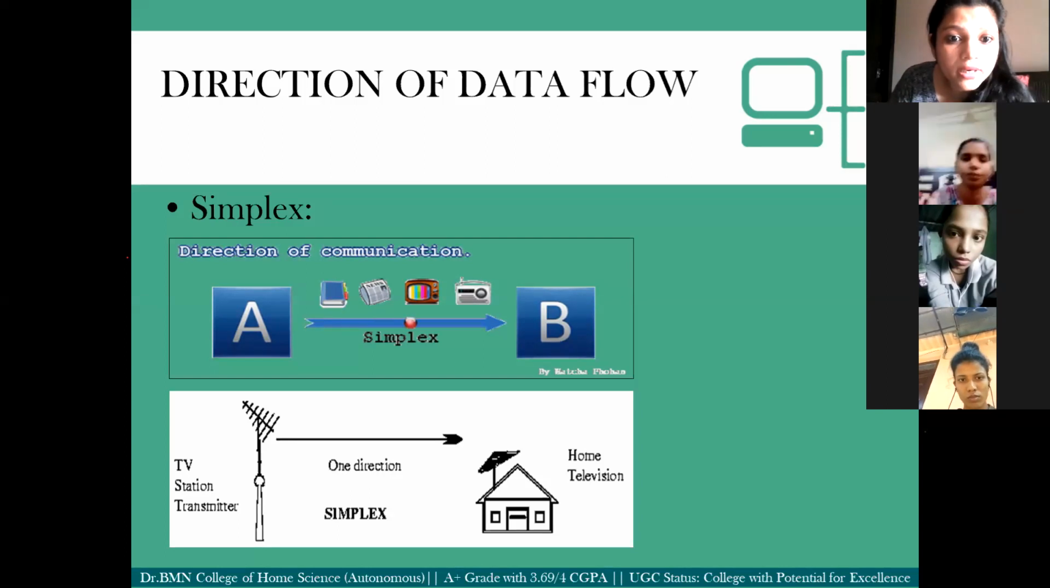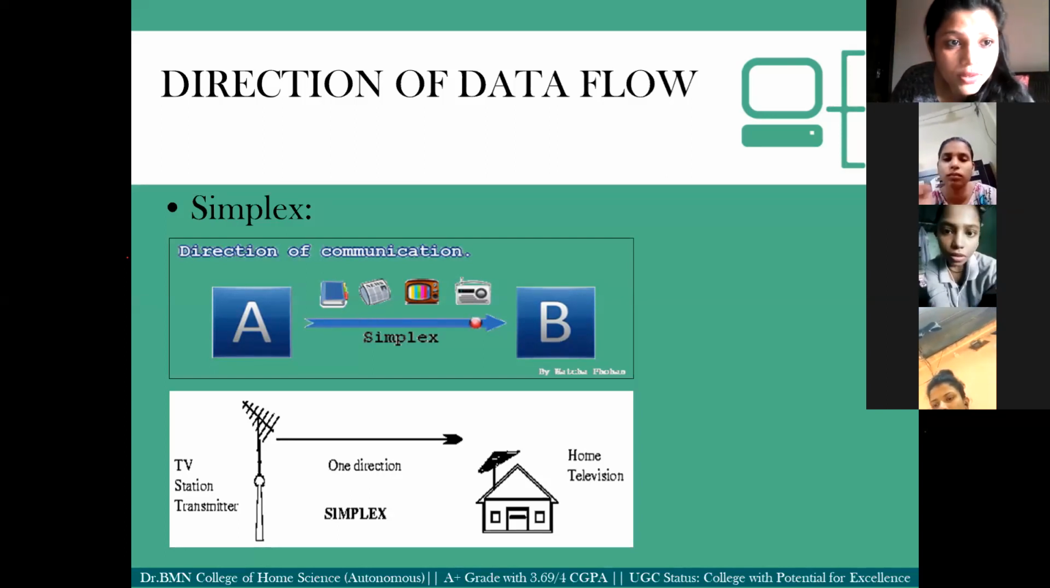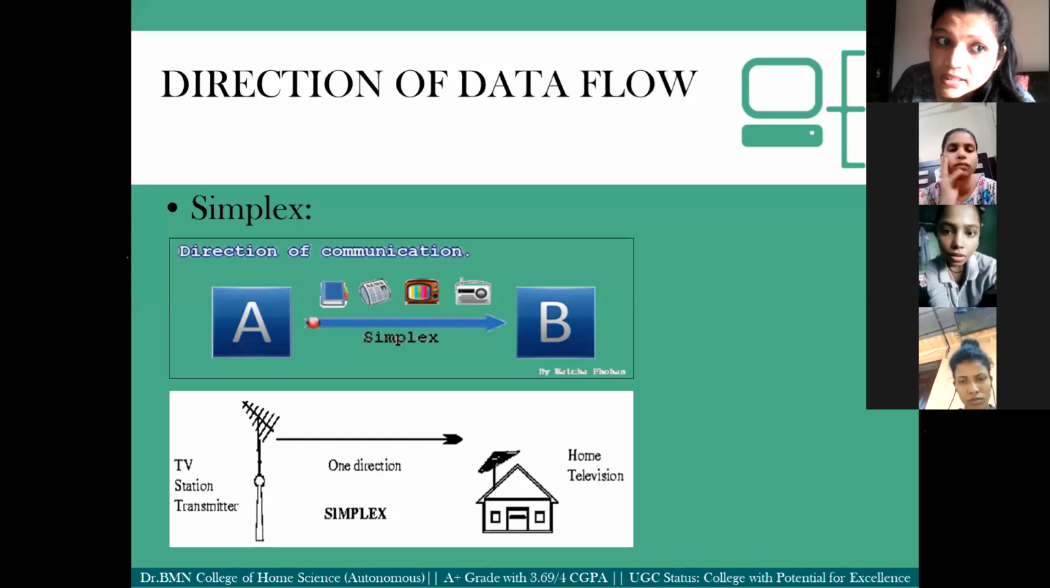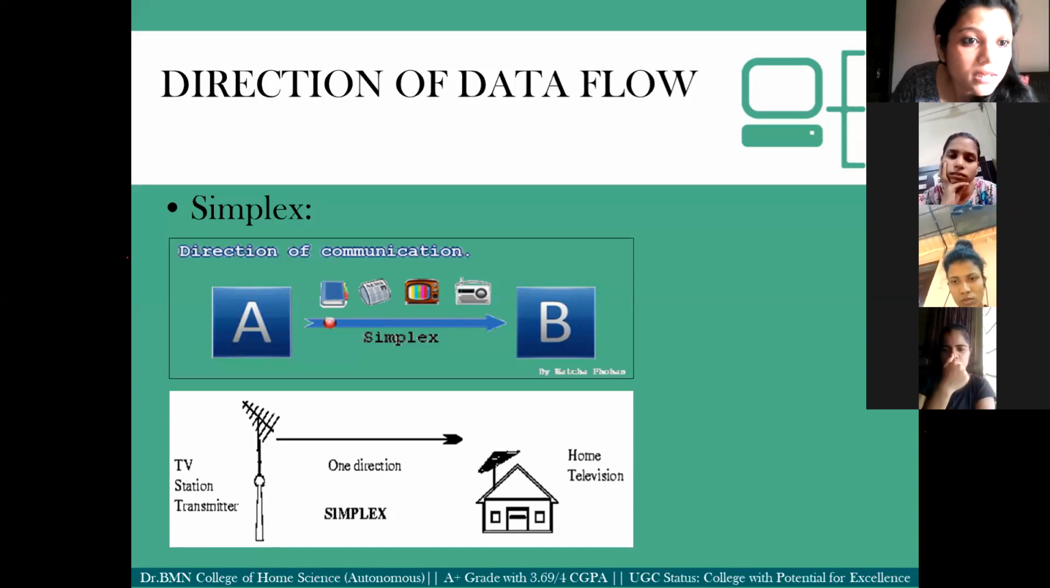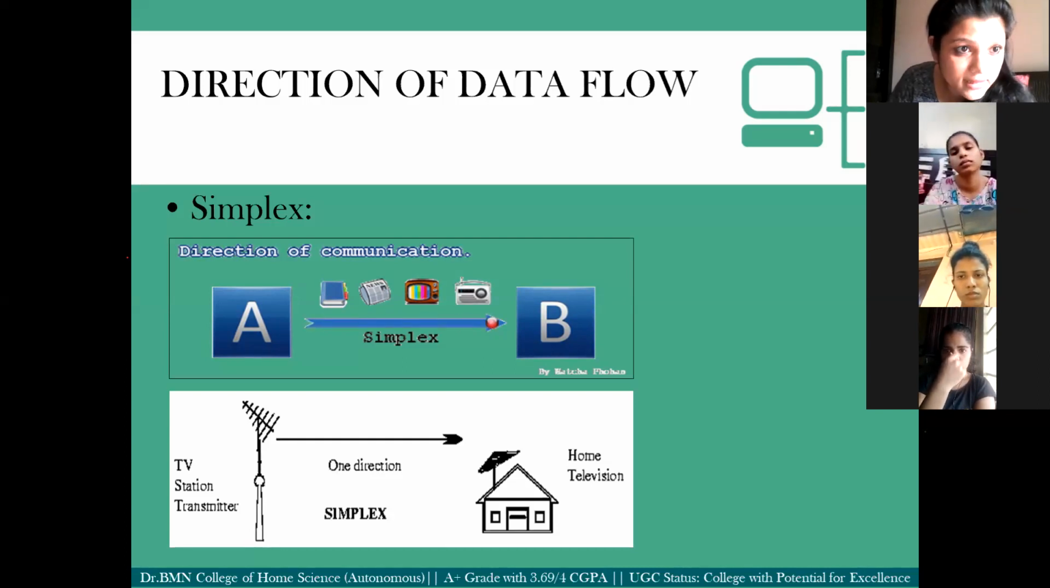In simplex it is only one direction. It's only one direction communication from sender to the receiver. The receiver cannot send it back to the sender. So from A, it's going to B. It cannot go back from B to A. That cannot happen. It is only from A to B, always. That is simplex. Now, can you see the diagram there?